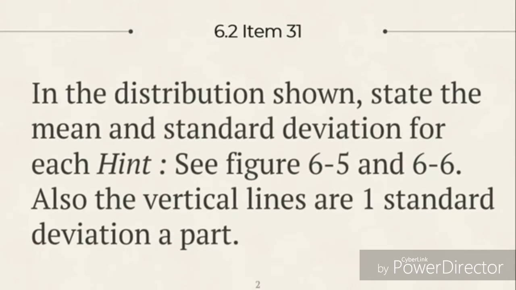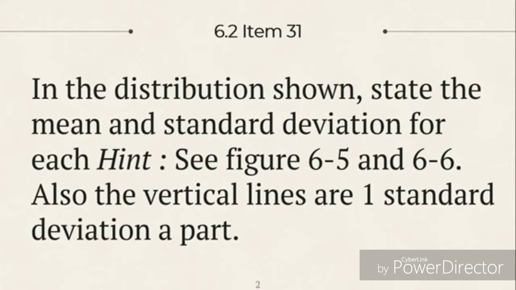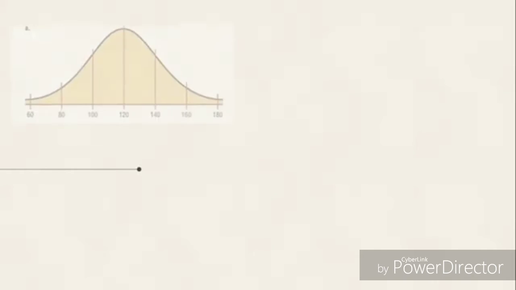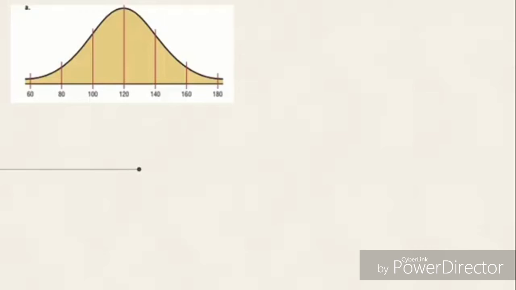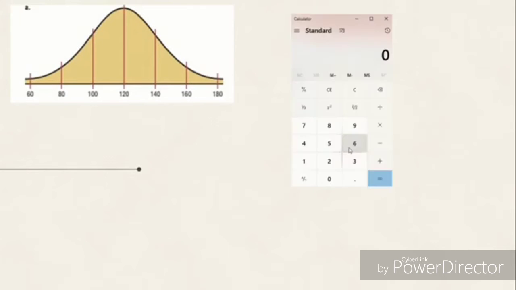6.2, item 31. In the distribution shown, state the mean and standard deviation for each. See figures 6-5 and 6-6. Also, the vertical lines are one standard deviation apart. So, for letter A, let's get the mean and standard deviation. First, the mean. Using a calculator, let's solve for the mean.